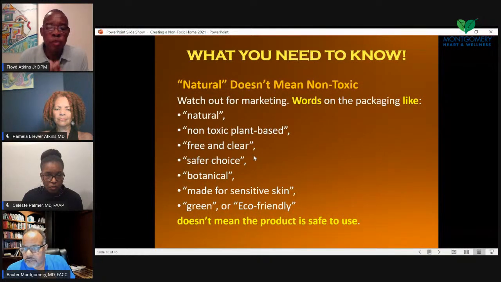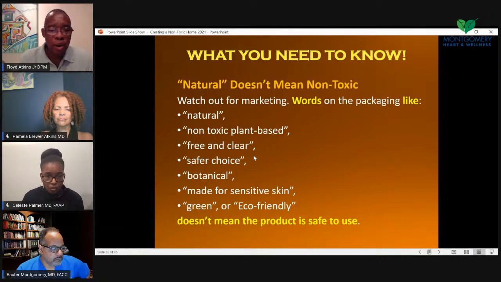Finally, I want you to know these things when it comes to toxic and non-toxic products. We have to watch out for marketing. Words on the packaging like "natural" are marketing terms. I mean, hemlock is natural, and plutonium and uranium are natural, but they will both kill you.